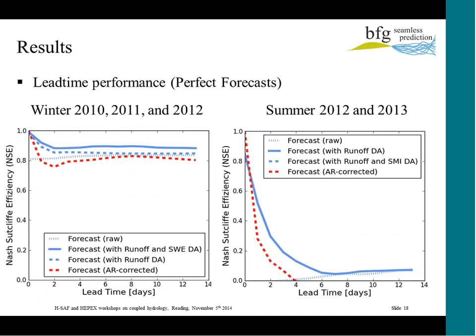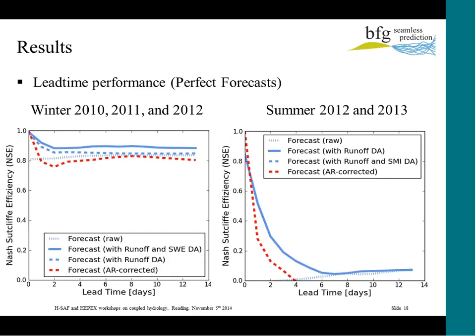Let's come to some more objective performance indicators, like the Nash-Sutcliffe efficiency as a lead time performance for these 14-day forecasts. In winter 2010, 11, and 12, we have a composite Nash-Sutcliffe efficiency of the forecasts when we assimilate snow water equivalent and runoff that is slightly higher over all 14 days of forecasting than the other three methods: only assimilating discharge, open loop, or autoregressive correction.